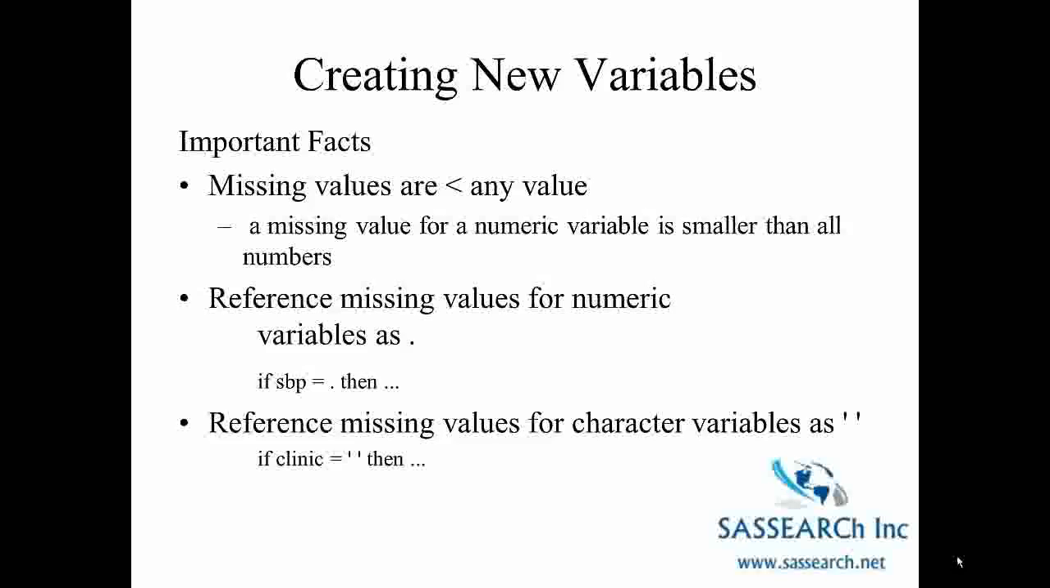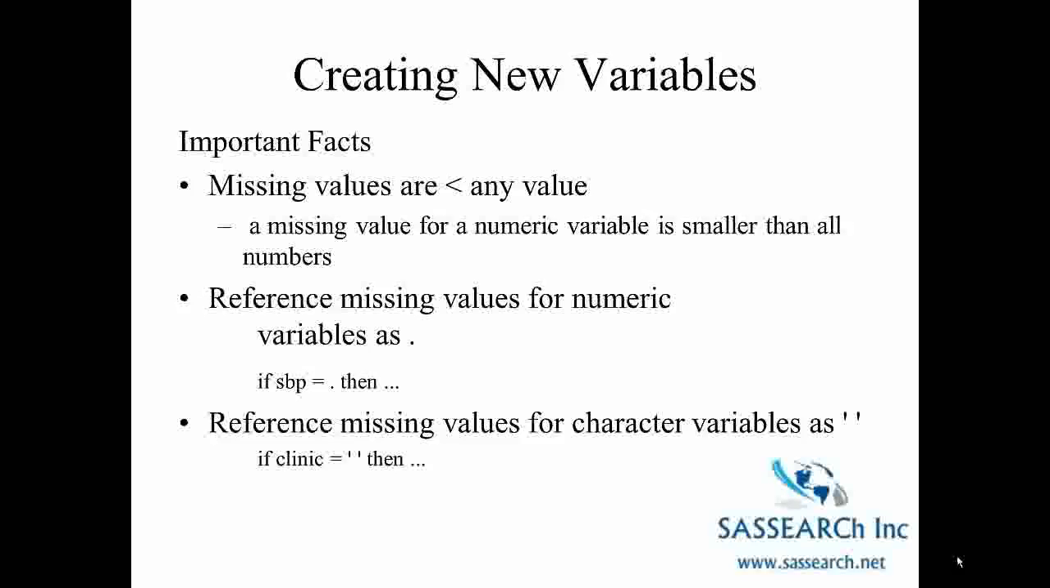First of all, missing values are less than any value. A missing value for a numeric variable is smaller than all numbers. So in that example, if age is less than 50, then young equals 1. Let's say for a particular person, the age was missing. It was a period. If you ran that observation through that if-then statement, that person would be classified as young equals 1, even though that person was missing for age. Again, missing values are less than any value.